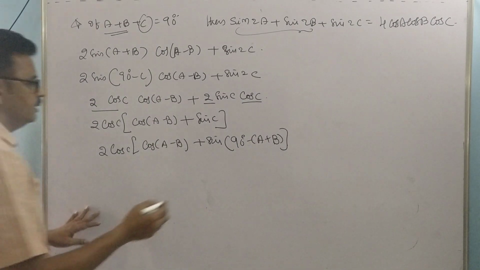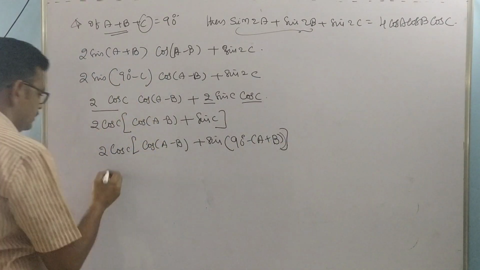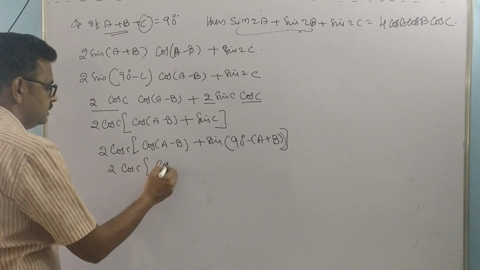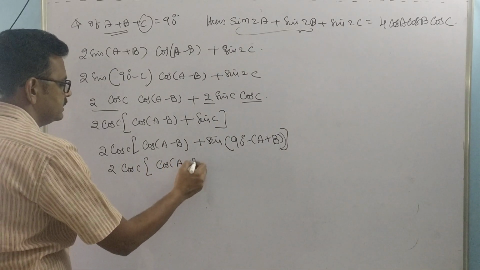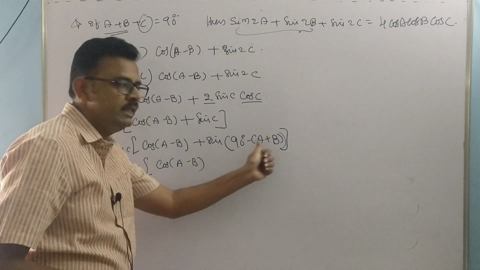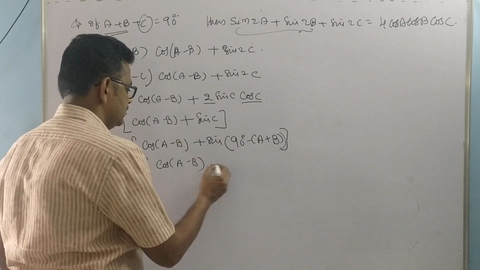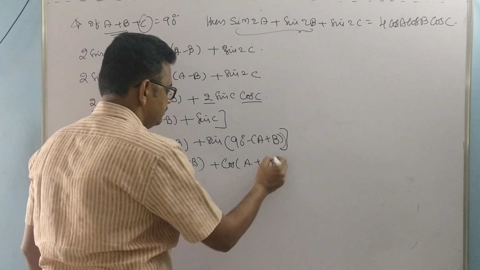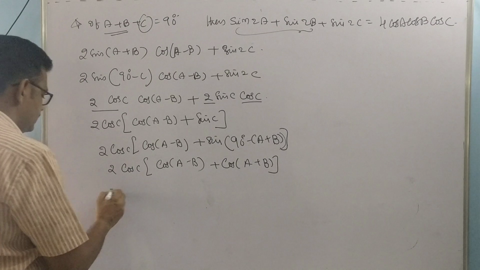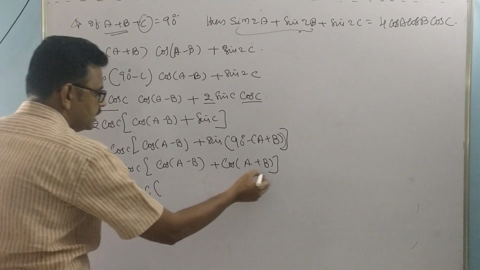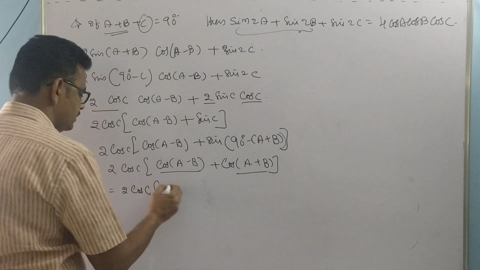90 minus of A plus B. So this is 2 cos C into cos of A minus B. Sin of 90 minus theta equal to what? Cos theta. So this is cos of A plus B. So that is equal to 2 cos C into cos of A plus B plus cos of A minus B.